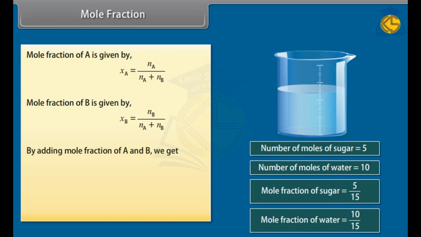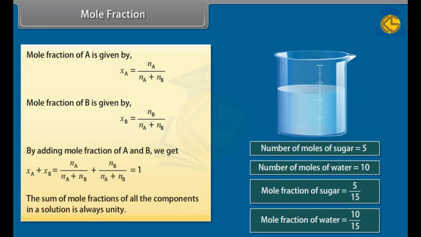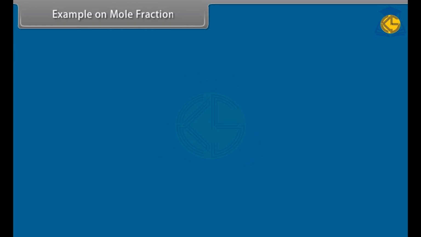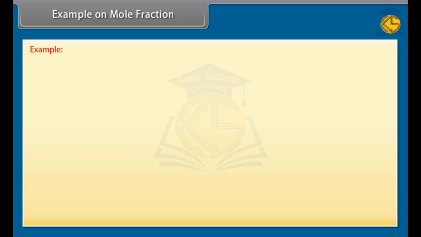By adding the mole fractions of A and B, we get XA plus XB is equal to 1. It implies that the sum of mole fractions of all the components in a solution is always unity. Example on mole fraction. Let's take an example of mole fraction.